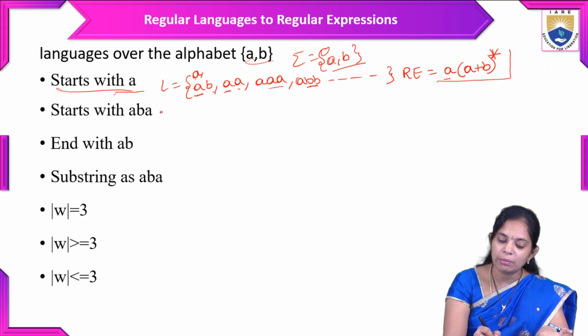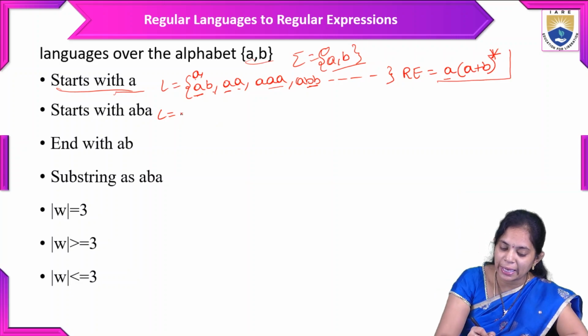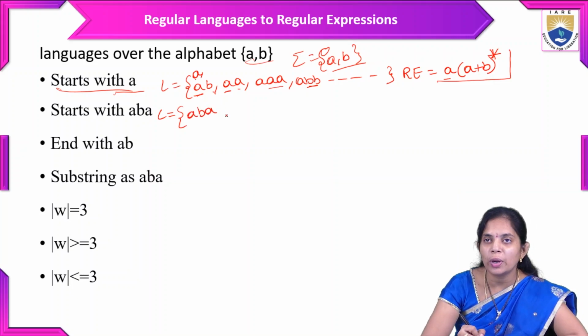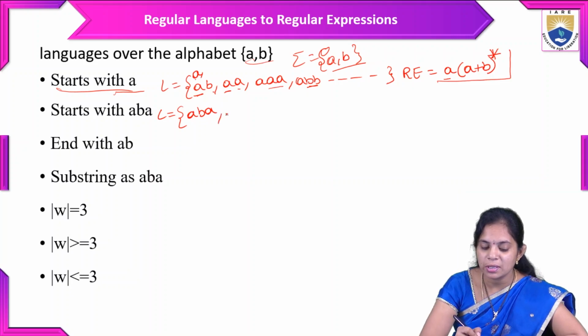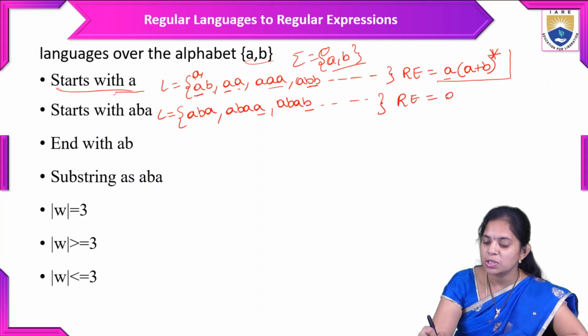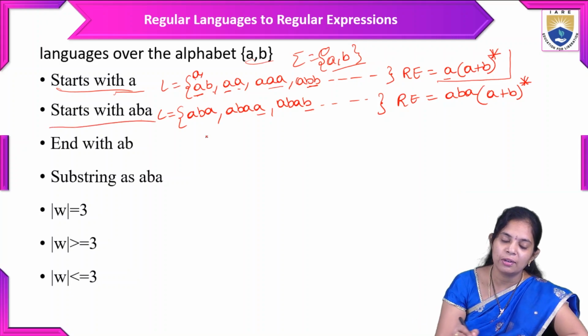Like that, we will write ABA. The string starts with ABA. The language starts with ABA. So starting with ABA is the minimum length. ABA has no ending condition, so I will write only ABA first, and then I will write either the string ending with A or the string ending with B, and so on. So it can end with A or B, so that I am writing the regular expression: A, B, A, and then A plus B whole star. So this is the regular expression for this kind of language.